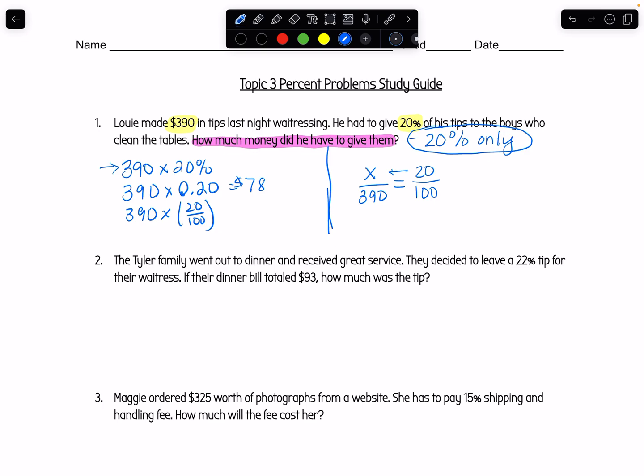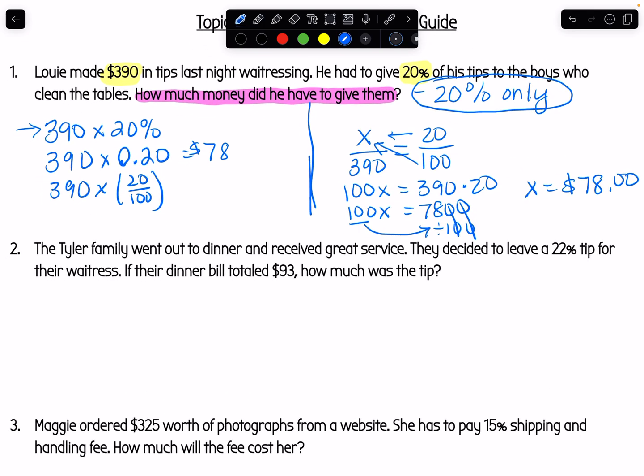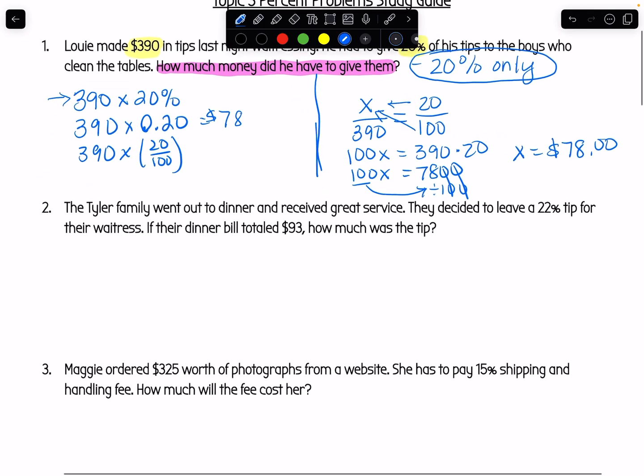If you did it this way, you would do your cross multiplication. That is 100x equals 390 times 20. So 100x didn't change, but 390 times 20 turned into 7,800. We're going to divide by 100, which means that my zeros go away. So x still equals $78. Such geniuses, I know.